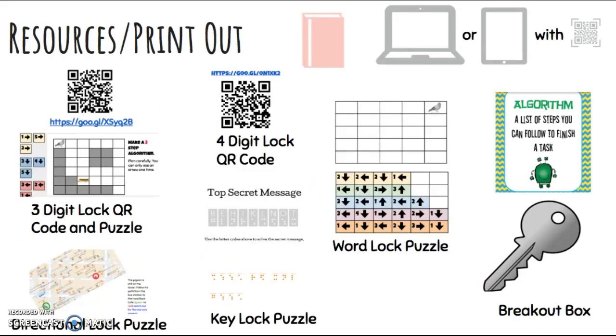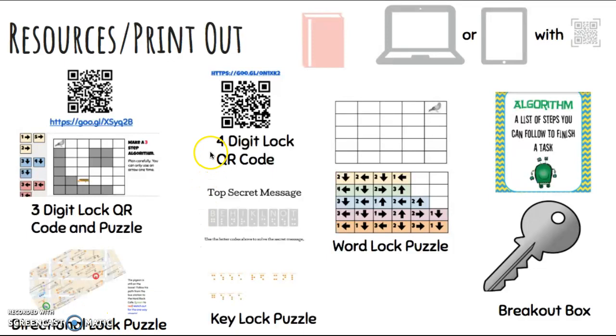Resources that you will need to print out. You'll also need to have resources such as the Mo Willems Pigeon Book series, a Chromebook, tablet, or device that has a QR scanner or reader on it. For some of these, you can play digitally, or you can print them out if you don't have access. For the 3-digit lock, you'll have the QR code and puzzle that is here. Print those out.